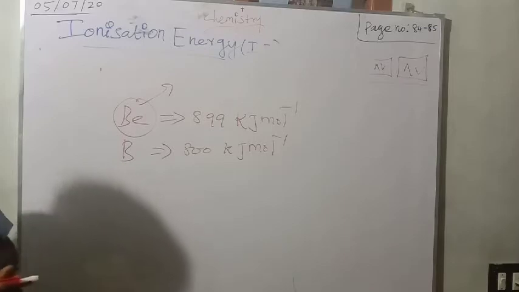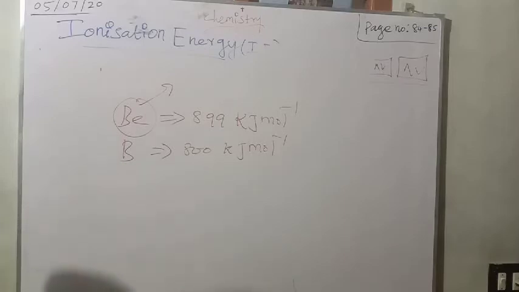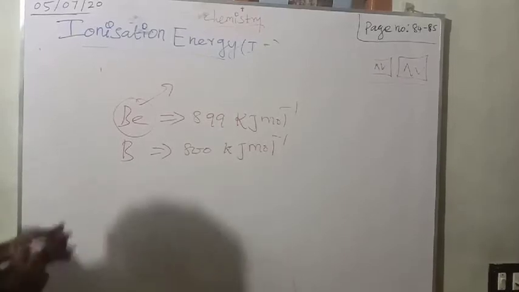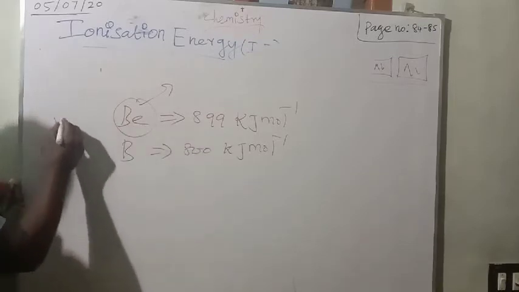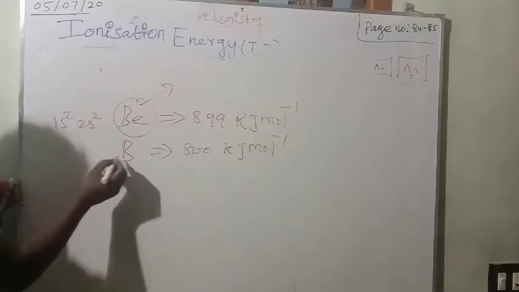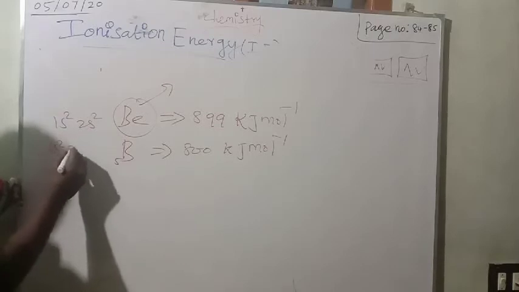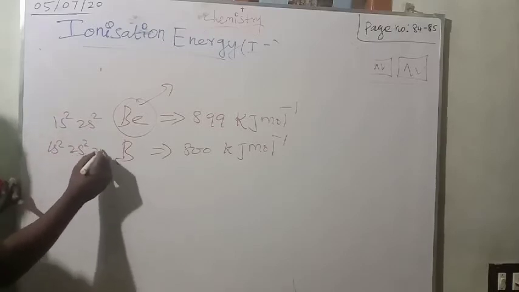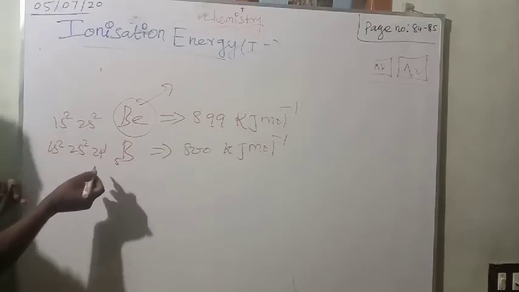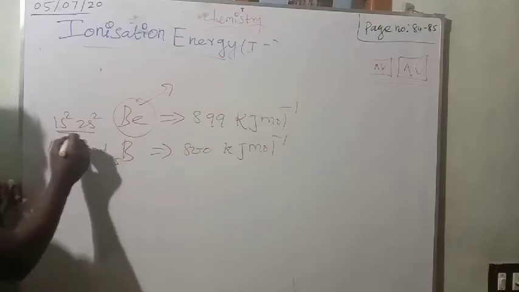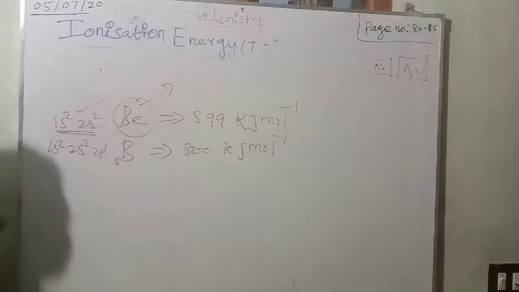Yes, another exception also I can tell now. Here you can remember the electronic configuration also, 1s2, 2s2. Here atomic number 5, 1s2, 2s2, 2p1. Even though one more electron is present, because of the completely filled nature, beryllium has higher ionization energy.